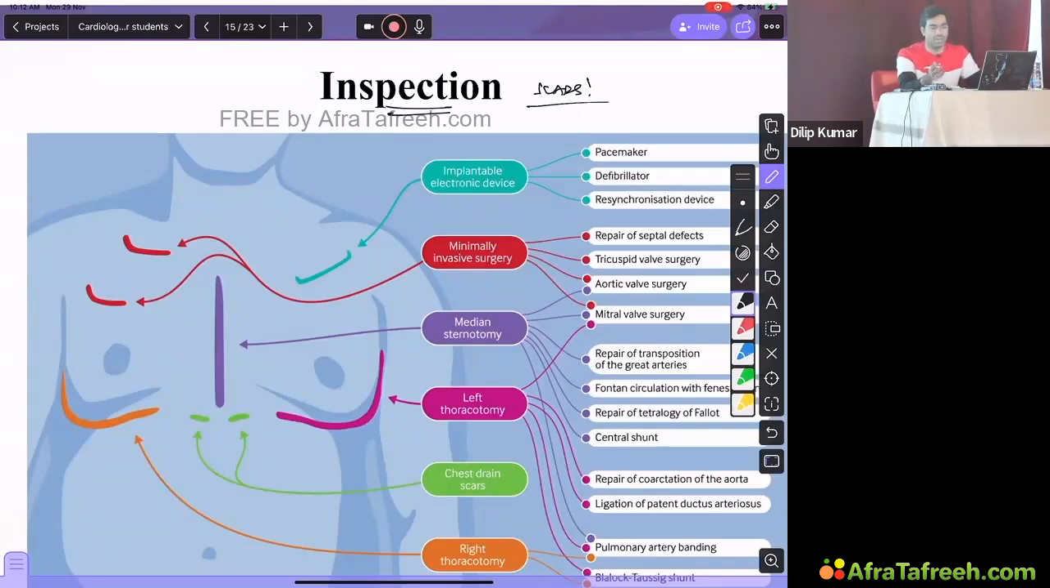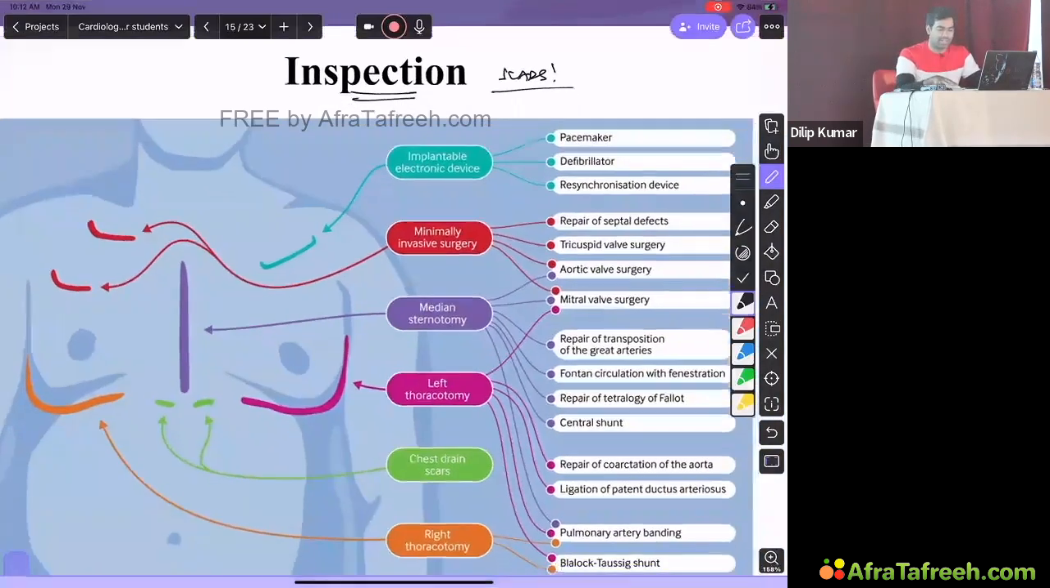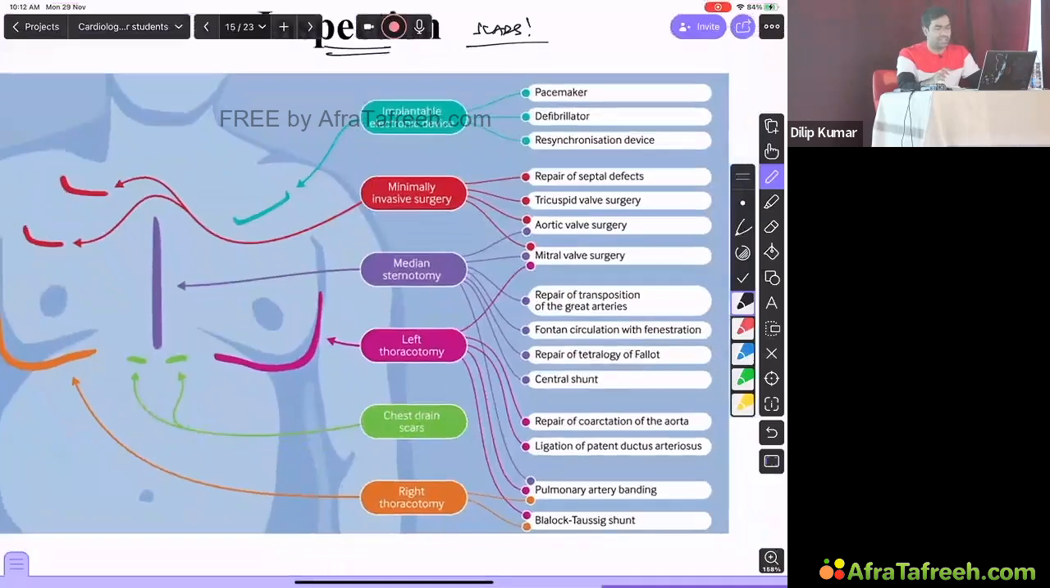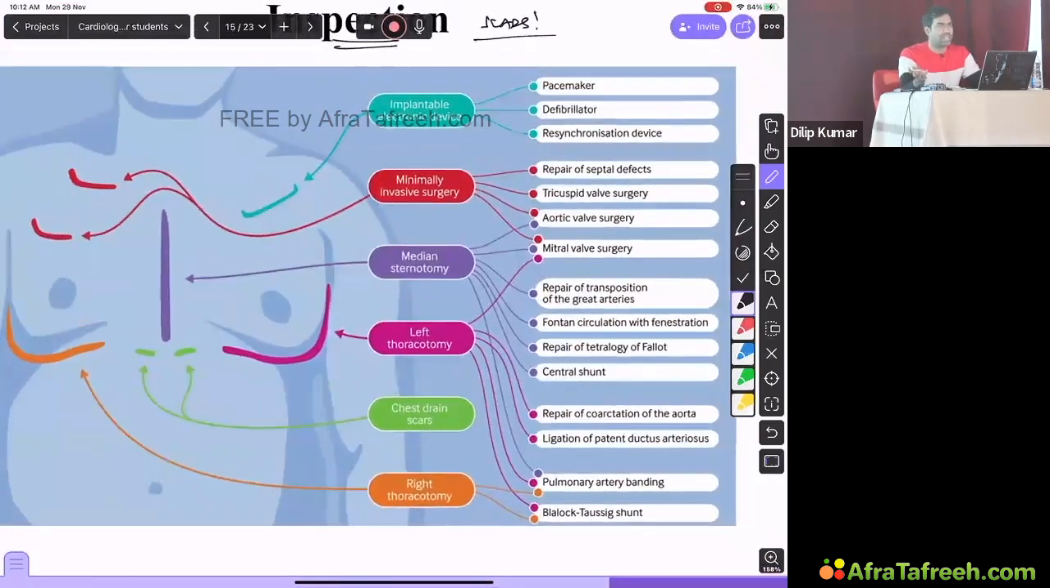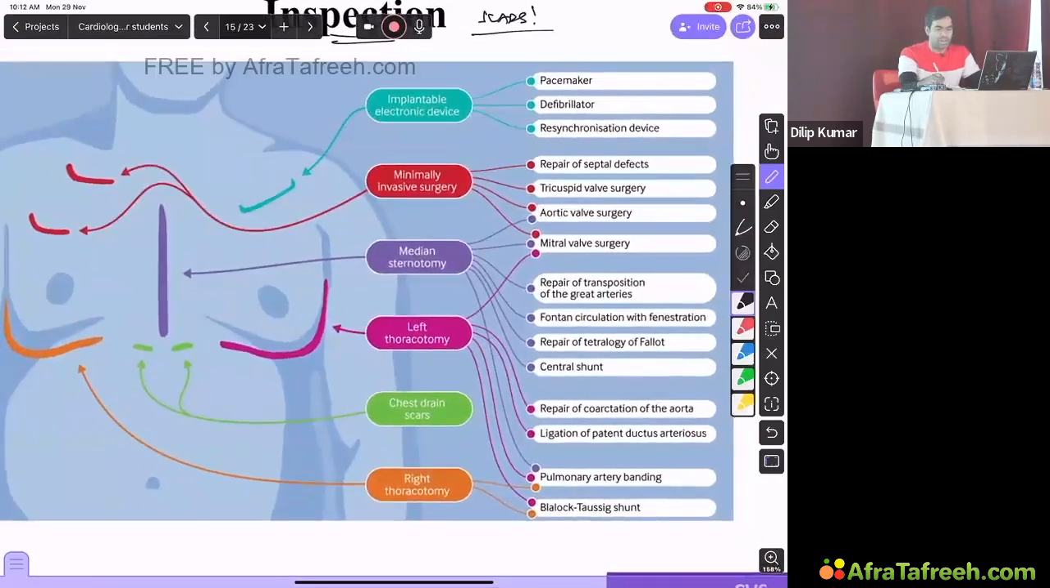So what's going on? A lot of different scars are there. I've given this. Maybe you can take a photo of this, because I cannot discuss each and everything, or probably you can memorize this virtually also. But I would say the central midline scar is going to be extremely important.